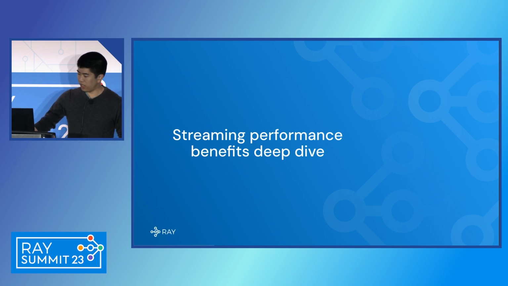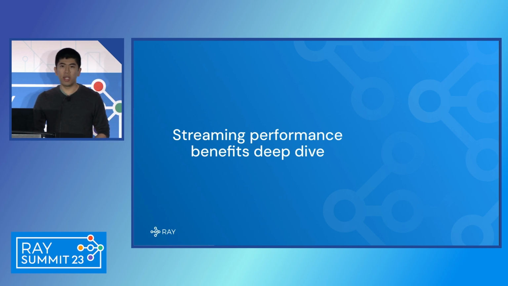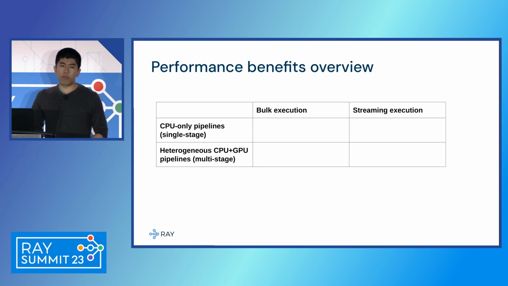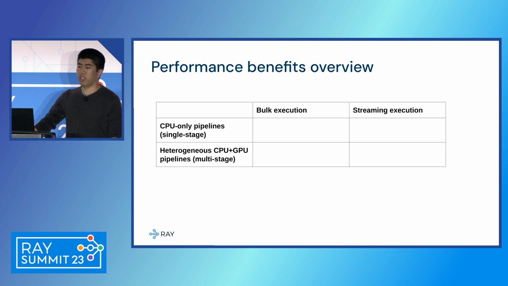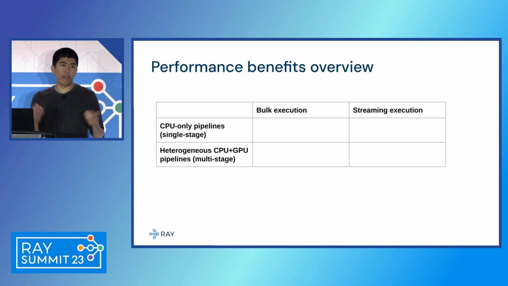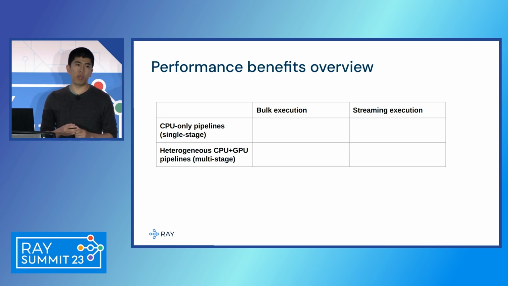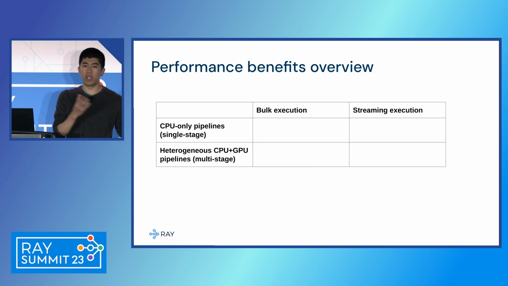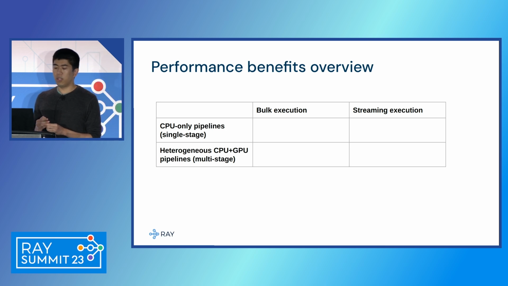So why did we do this? There are some obvious benefits, but I like to think about it like this kind of 2x2 matrix. There are two kinds of workloads that we address with Ray data. First, I think of CPU-only pipelines. Say you just want to apply a UDF and then consume your result. It's a pretty straightforward pipeline. And then we have heterogeneous pipelines, where some stages of your pipelines might run on CPUs and some might run on GPUs. The pros and cons of streaming and bulk are different across these workloads.